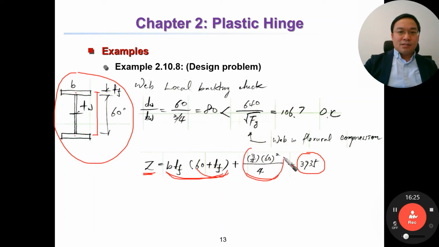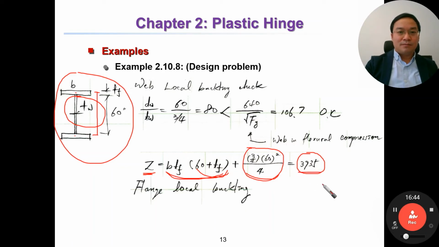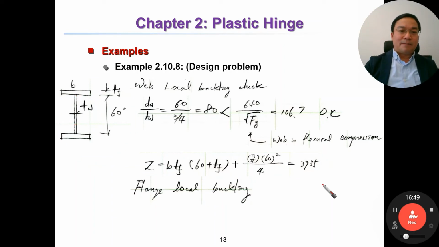And this term is for the web, okay? And we have the dimension of the web already, then it's equal to this one. So now we have this first equation, a function of B and TF, equal to this one. And the second condition is local buckling of the flange. This is the first condition. And the second condition is the local buckling check for the flange.